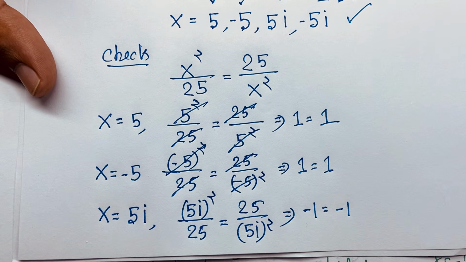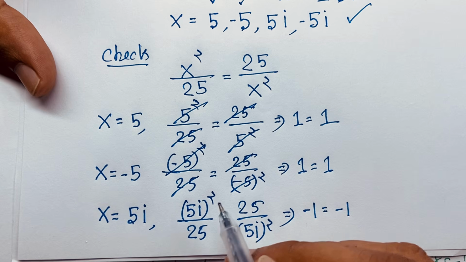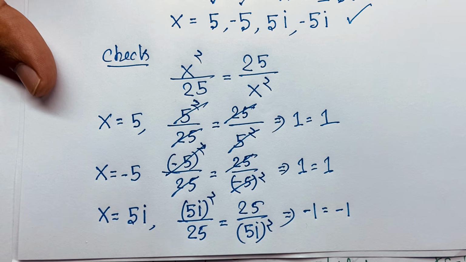We find i square. So i square is equal to negative 1. Negative 1 is equal to negative 1. So the left hand side and right hand side are both equal.